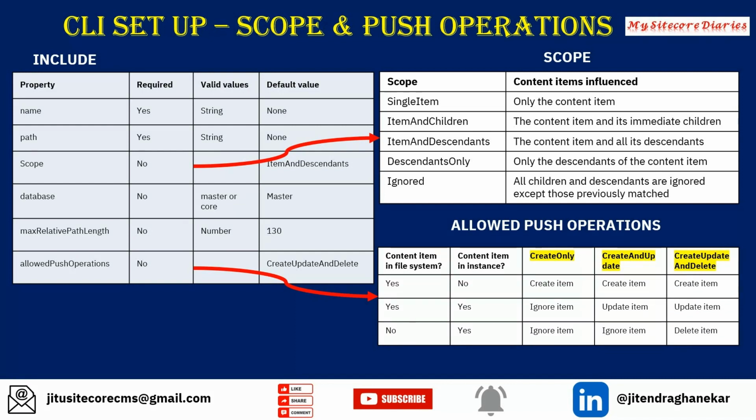One is the file, whether it exists in your file system, your folder. Okay, your physical file exists, and another is a contains item. Okay, so the combination, how it works. There are 3 options in the allow push operation: create only, create and update, and create, update and delete. How does it work?